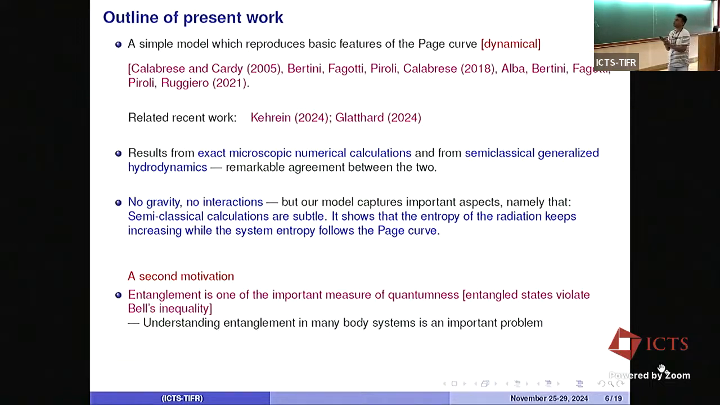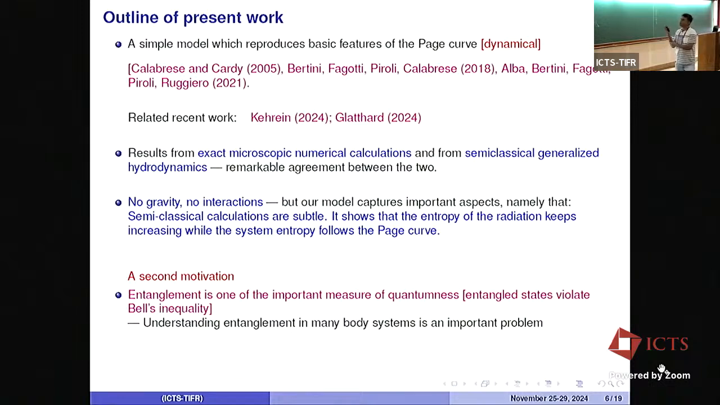It's a very simple model which tries to reproduce the basic features of the Page curve. It's a dynamical calculation, where we want to know how things evolve with time. There's a lot of earlier work, starting with Calabrese-Cardy and then many other papers. The most directly related to our work are these two more recent papers, which have almost the same basic idea that I'll talk about soon.